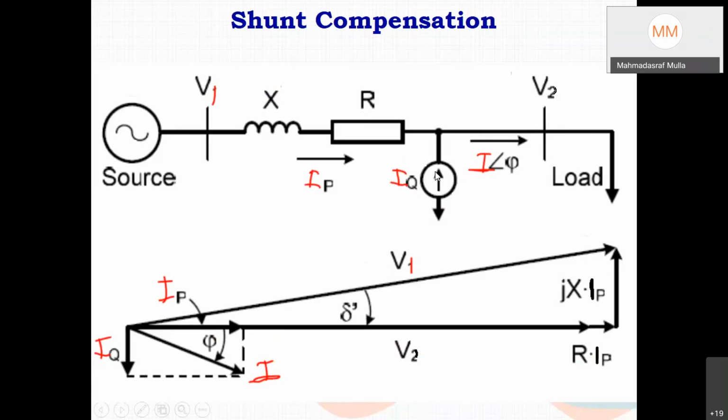So what will be the advantage of having IQ over here? Once again, the same scene. We are having a lagging current. That current is decomposed into two parts: current in phase with voltage V2 and quadrature to this. Now this quadrature current is locally supported at the receiving end. We are not drawing it from the transmission line. So from the transmission line only the IP current is coming.